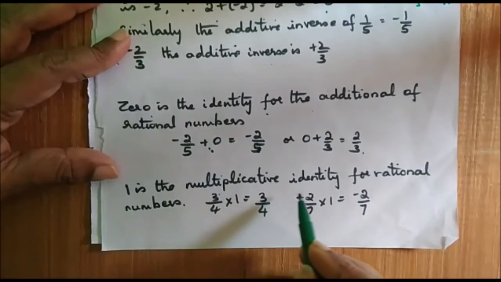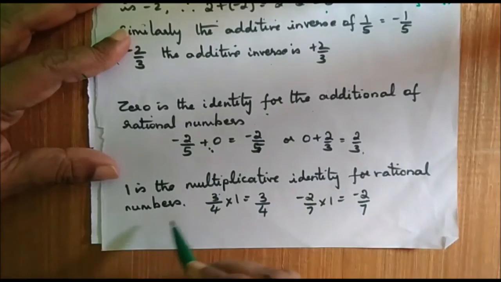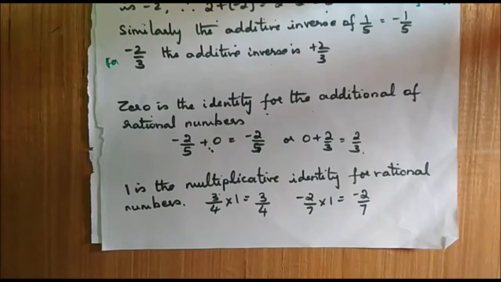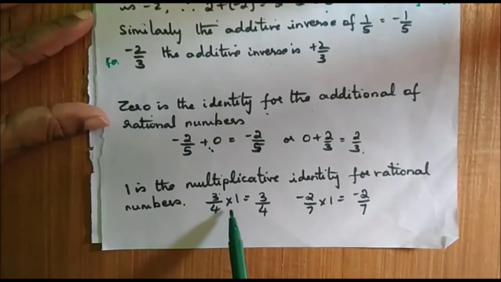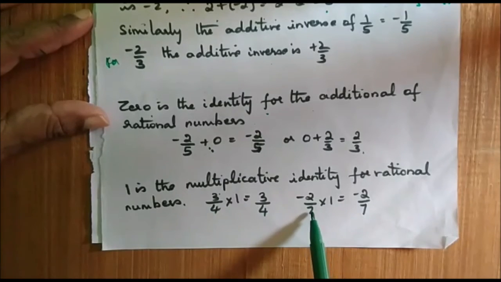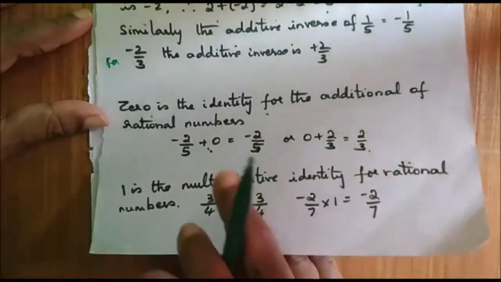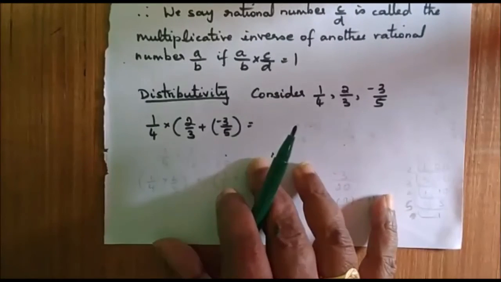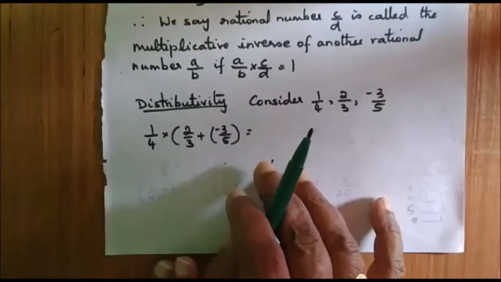Similarly, 1 is the multiplicative identity for rational numbers. That is, if I multiply any number by 1, I will get back the same number. That is, 3 by 4 into 1 is equal to 3 by 4. Similarly, minus 2 by 7 into 1 is minus 2 by 7. So 1 is the multiplicative identity for rational numbers.